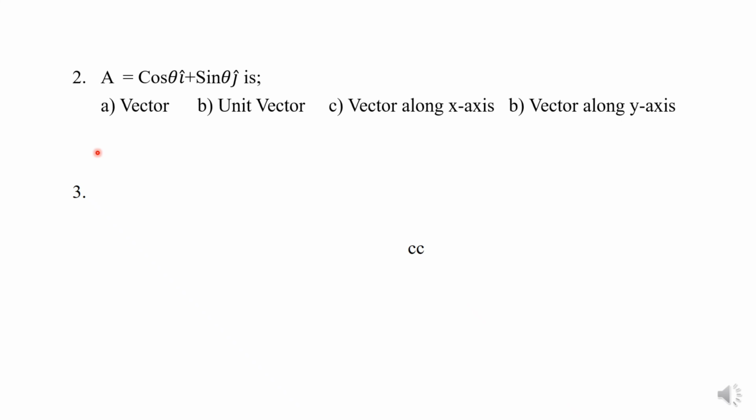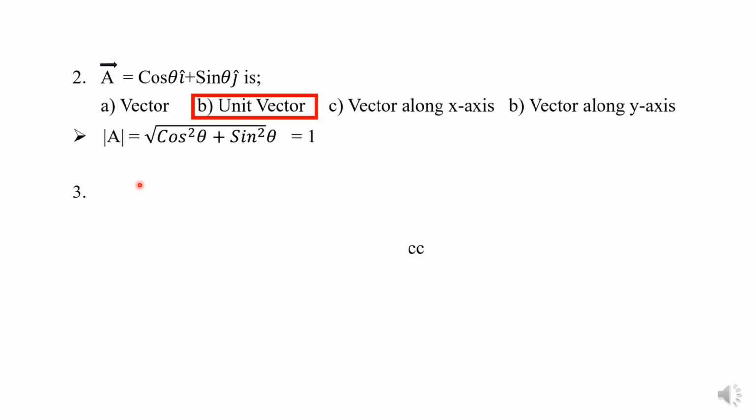MCQ number 2, which is given that a vector A, which is equal to cos theta in the x direction plus sin theta in the direction of the y axis, unit vector or just vector, or this is the vector along the x axis or this is the vector along the y axis. So which option is correct? So this is the unit vector.